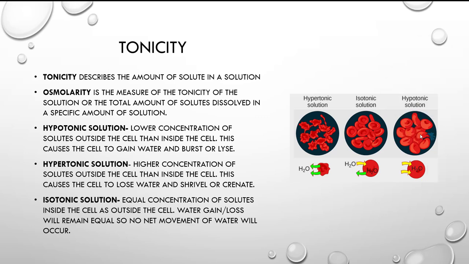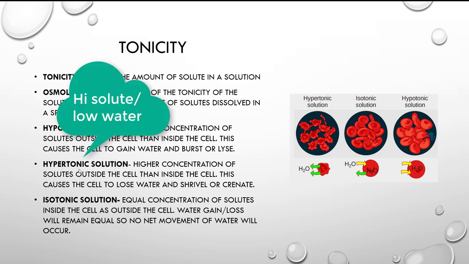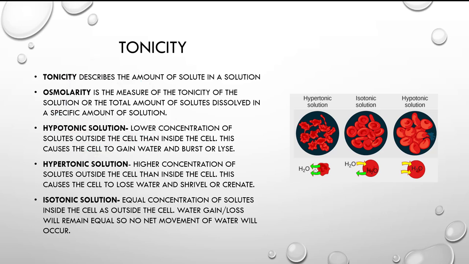All right, so hypotonic solutions, we have hypo, low solute, high water concentration. Hyper is the opposite. So think high solute, low water. So higher concentration of solute outside of the cell. So if we have a lot of solute outside the cell, that means we have low amount of water outside the cell. So there's going to be more water inside the cell than outside. So water is going to leave the cell.